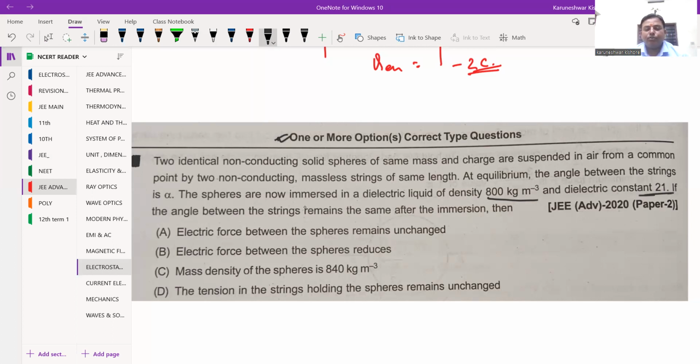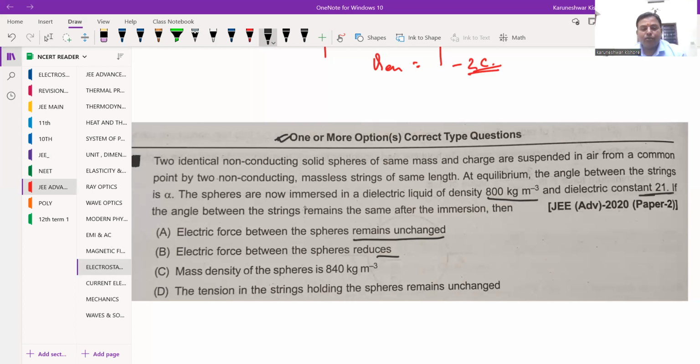लेट्स हैव अ लुक ऑफ द फर्स्ट ऑप्शन. Electric force between the spheres remains unchanged. So it is saying the electric force between the spheres remains unchanged. We'll come back to this point. Then the electric force between the spheres reduces. So here it is not changing, here it reduces. So it might be possible that A is correct and B is not correct. If B is correct, then A will not be correct, because both are contradictory. So from A and B, only one option will be correct.